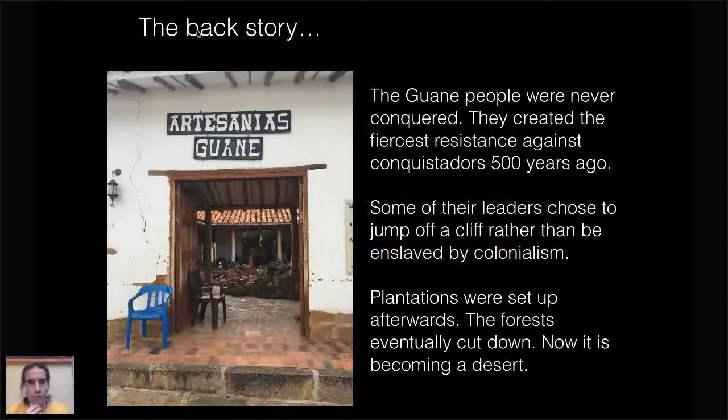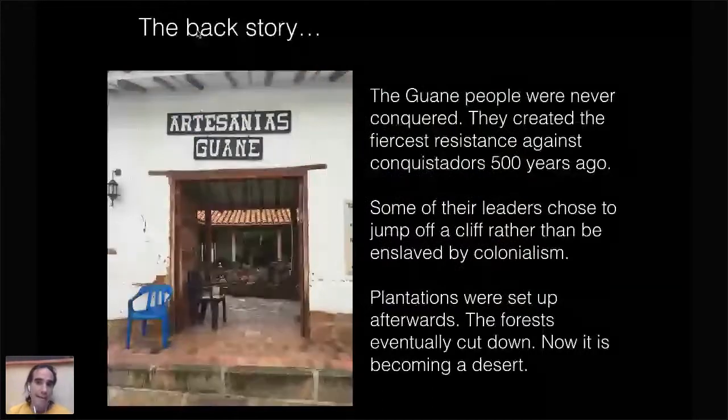I don't know if it's true for all of South America, but at least in this region of the northern Andes, the Guane people were famous for their fierce resistance. Other peoples, like the Muisca, another tribal network to the south of here, many of them came to the Guane for refuge because the Guane were so strong at fighting against the conquistadors. When they got to the point where the Guane would either surrender or die, some of their leaders actually chose to jump off of a cliff rather than be enslaved by colonialism.